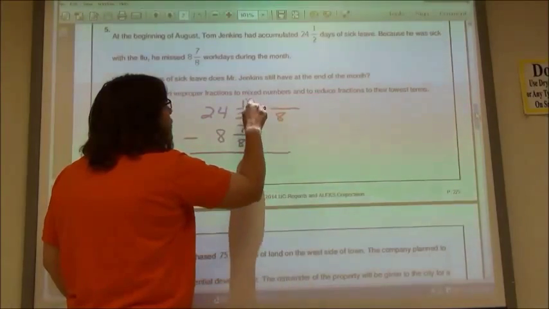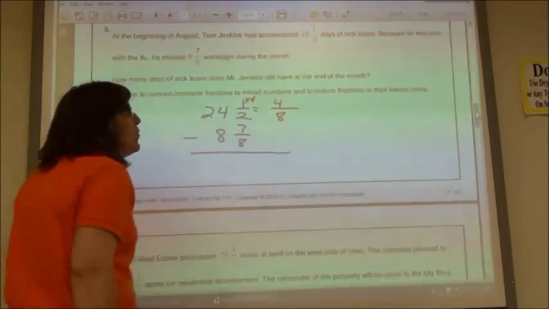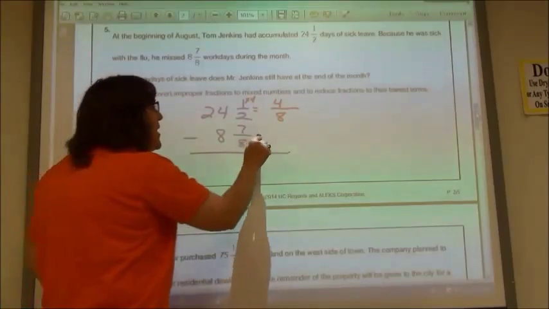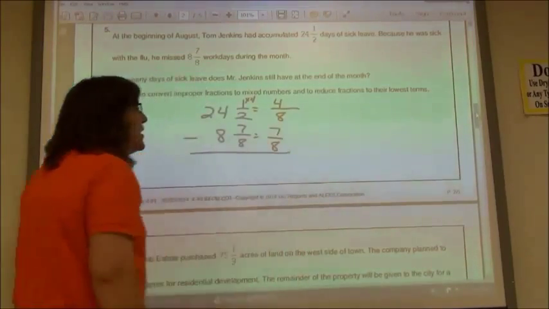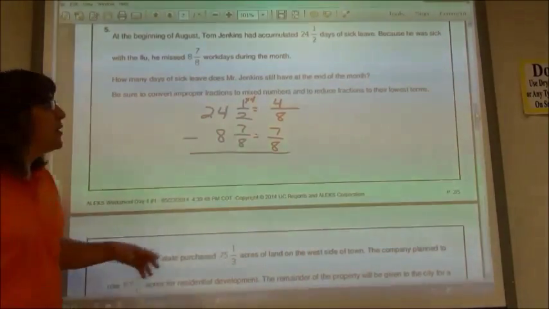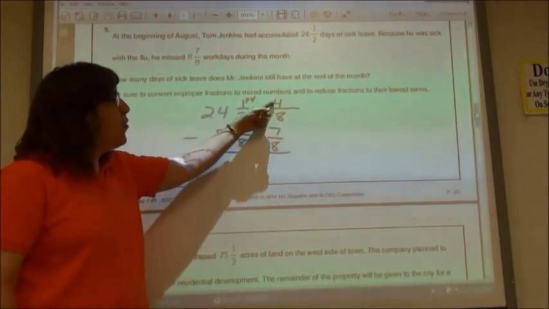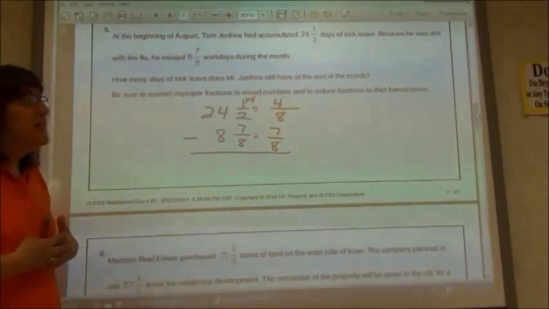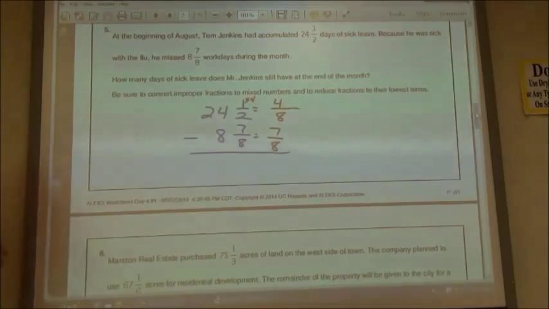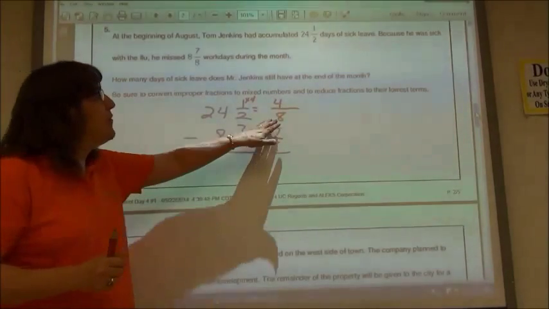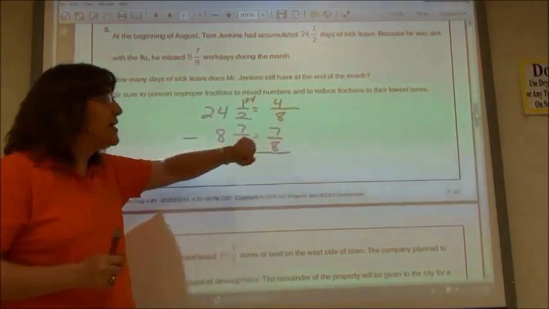2 goes into 8 4 times, 1 times 4 is 4/8. 1/2 is the same thing as 4/8. And here the 7/8 isn't going to change. But our problem here is going to be that I can't take 7 away from 4. So this time when I'm borrowing, I'm not borrowing in terms of 10. I'm borrowing in terms of eighths, because 8 is my denominator.